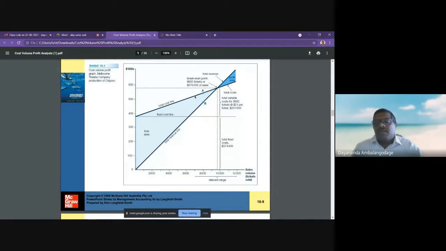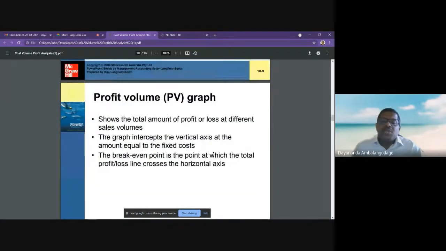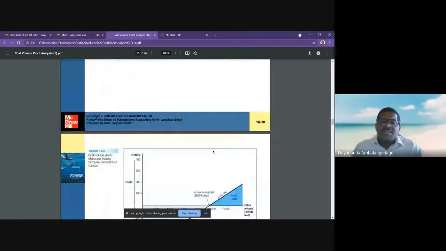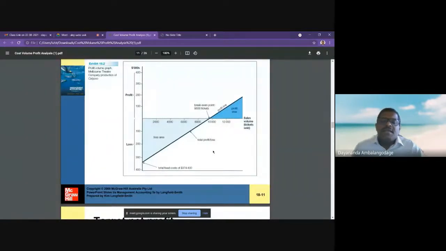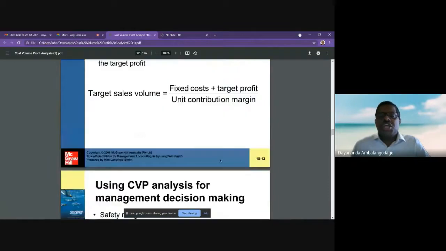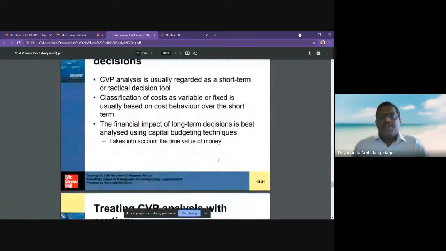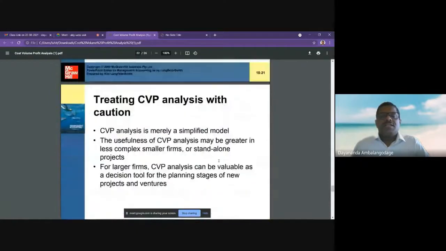Then the other assumption we discussed is, if you are selling more than one product, we assume that the product mix, or the combination of products, the weightage of the product mix, is not changing. Those are the assumptions we really focus on under CVP analysis.